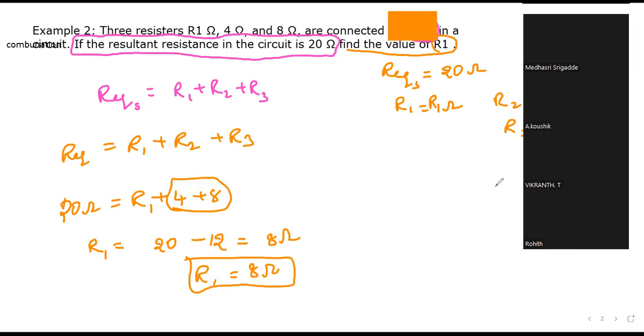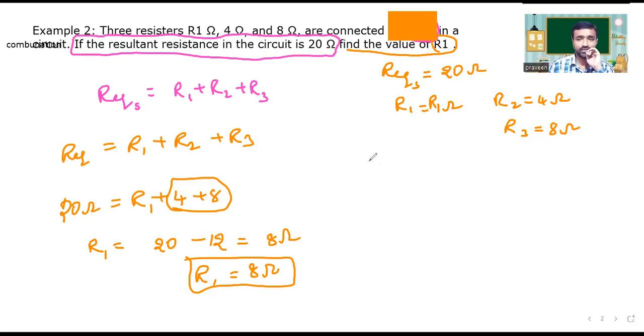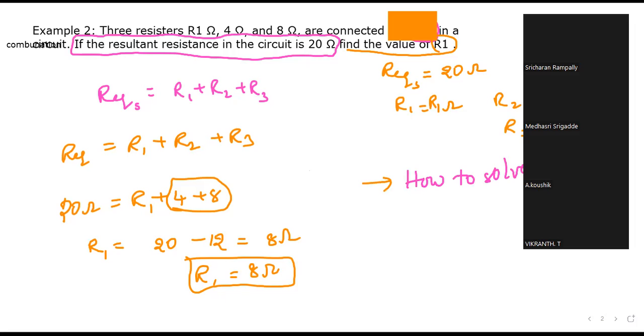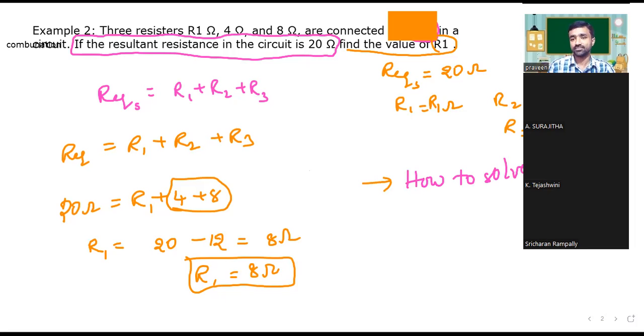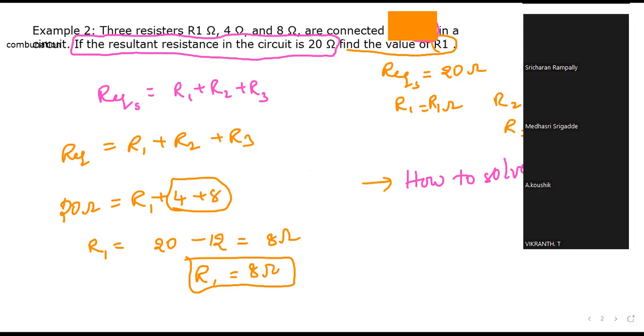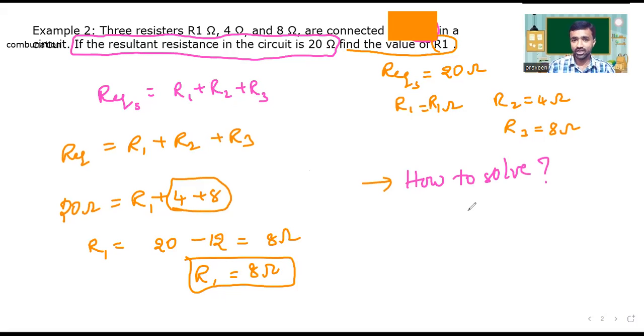Rohit, how do you answer this question? How to solve this one? Is there any logic to identify here? What type of combination is this?